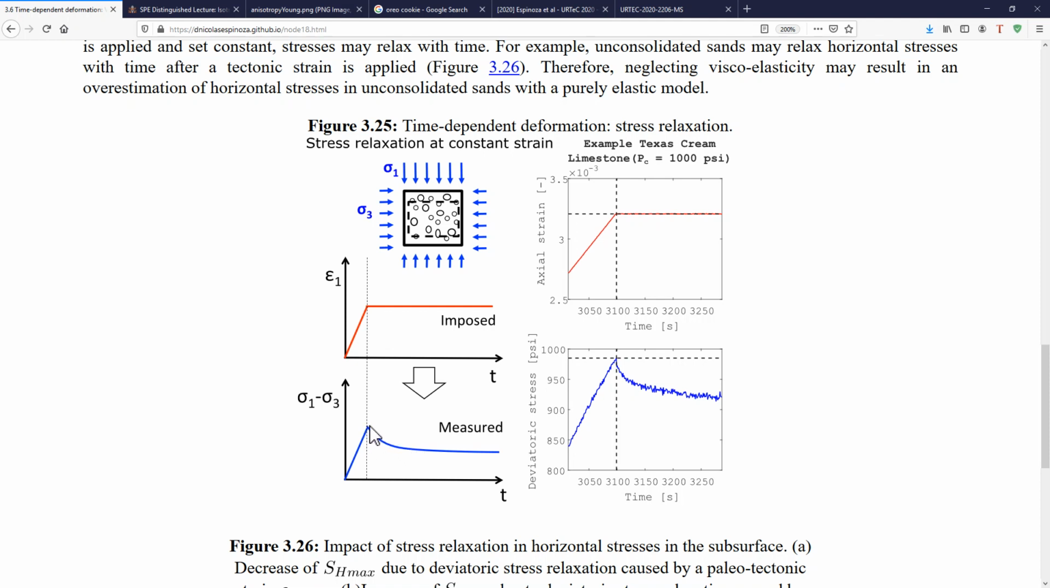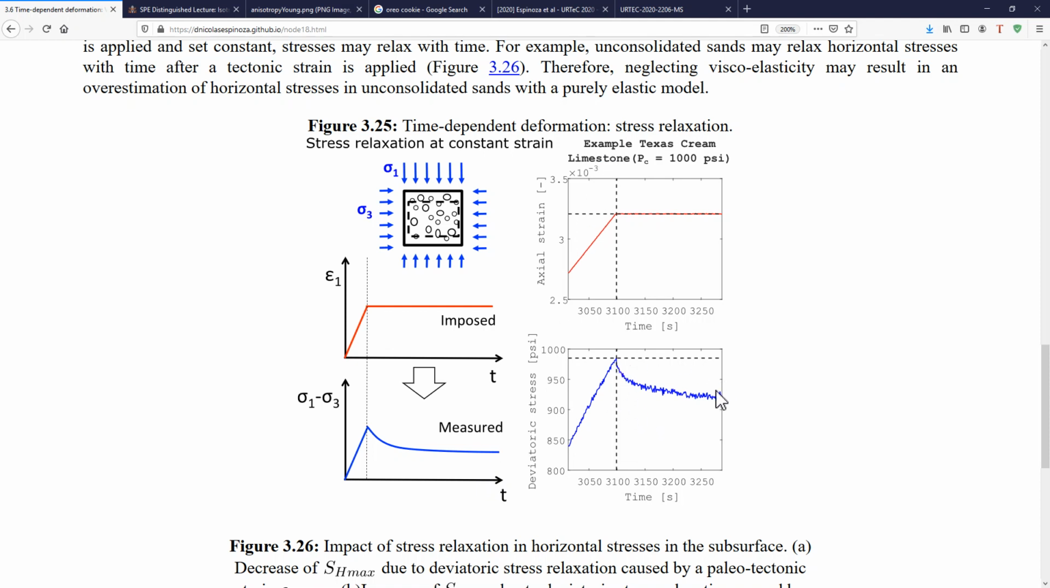It's not going to hold its initial value, but it's going to decrease with time, again, towards an asymptotic value. And sometimes this asymptotic value may be even equal to zero. For example, salt rocks do not like to bear any deviatoric stress or any shear, and you may apply a shear instantly, but with time, the salt rock is not going to hold any shear, and eventually this is going to tend to zero. And this is what is called stress relaxation.